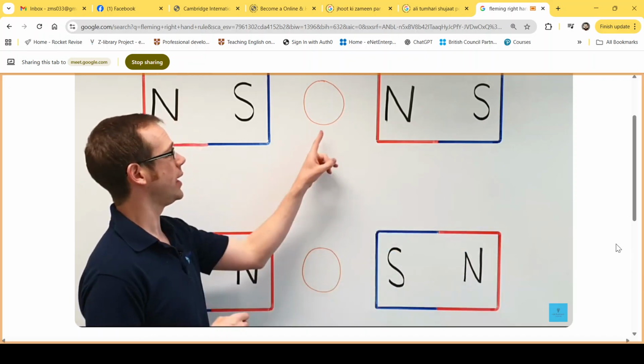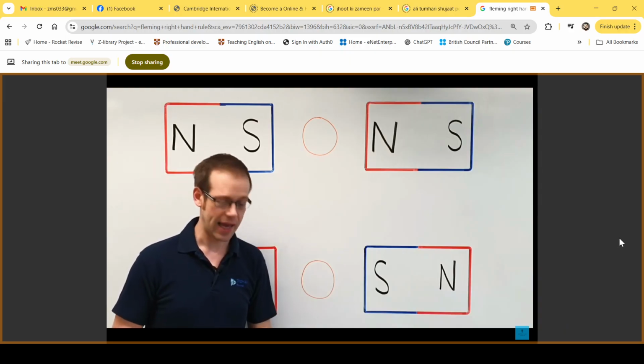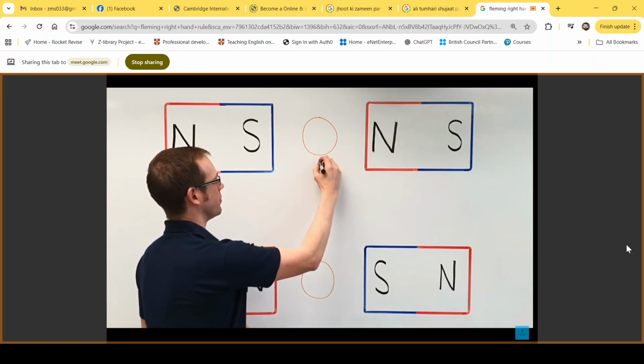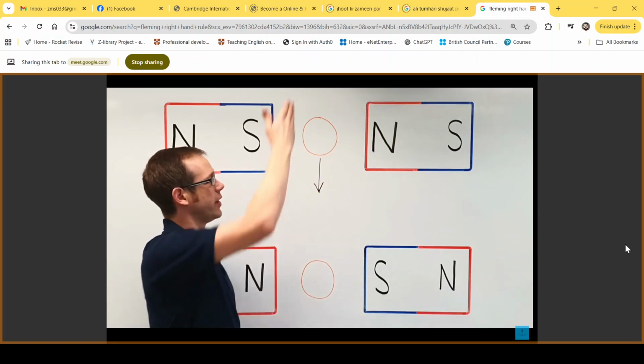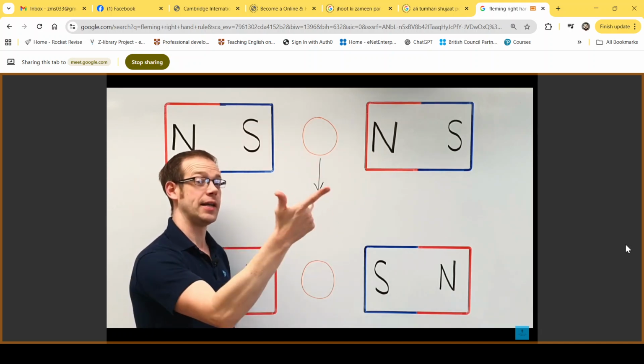So here we've got a conductor that is being passed through a magnetic field. That conductor, which we've got a cross section of there, is passing through the magnetic field in a downwards direction. So let's get our hands in position.